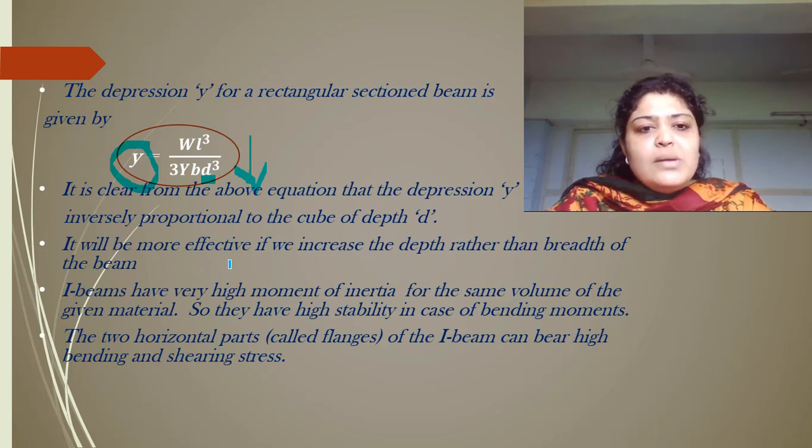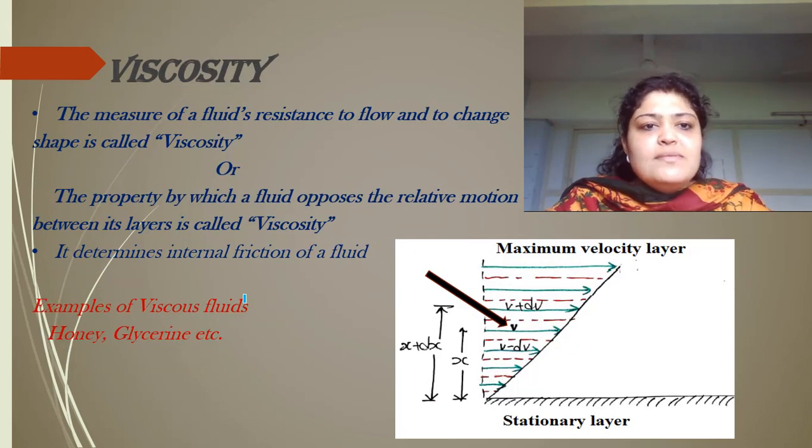So this was all about the topic I-beam or I-shaped girders. They are specific beams having a very high depth so that the depression is reduced and so that they have a more load-bearing capacity. Now let us discuss our second topic, that is viscosity. So what do you mean by viscosity?